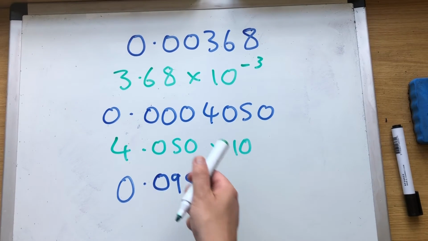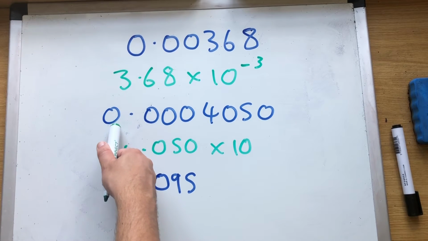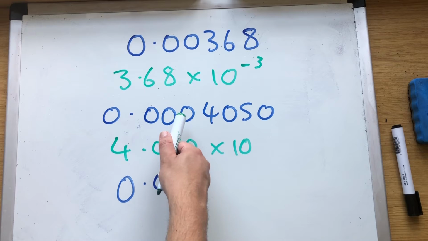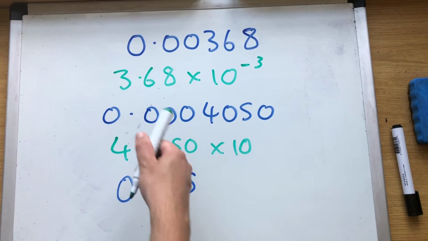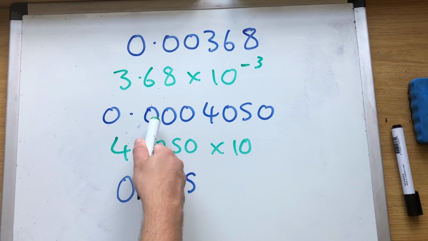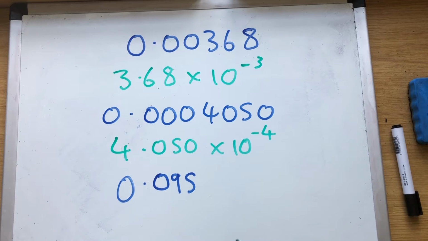And then we're counting the number of zeros we have before the first number. 1, 2, 3, 4. We don't count this 0 because it's after the 4. We're only looking before the 4. 1, 2, 3, 4. So it's going to be to the minus 4.